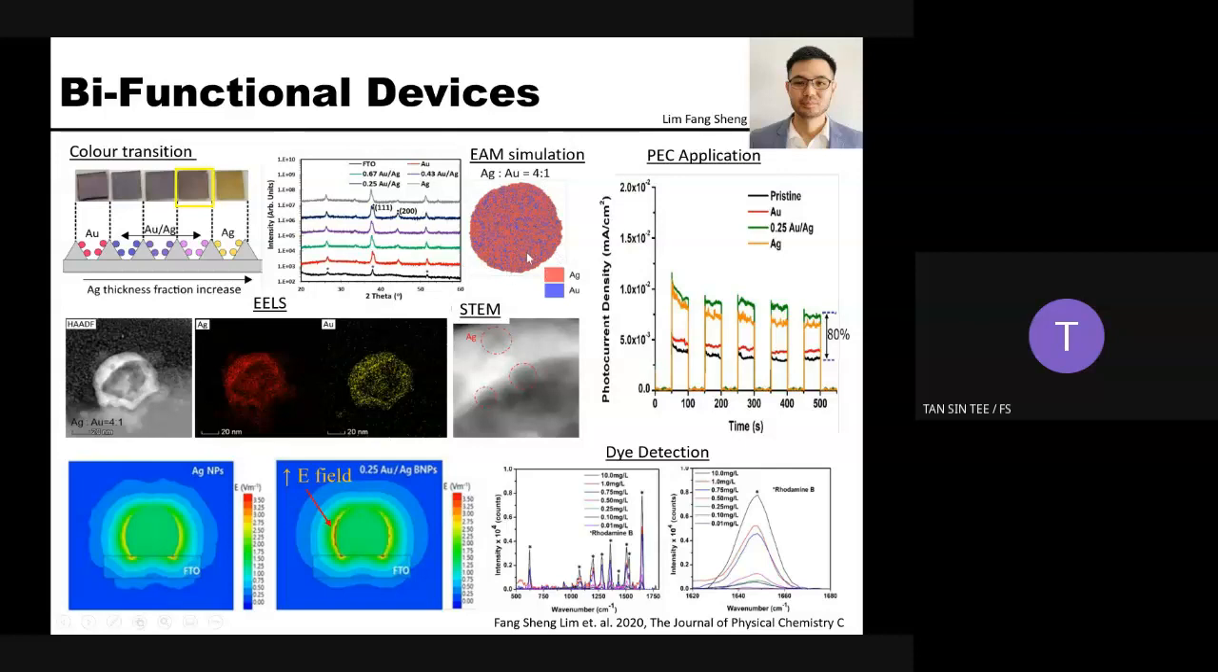We also did a simulation using the embedded atom method. This simulation was conducted using molecular dynamics, and we have found out that the Ag has a possibility to incorporate into the Au evenly. After that, we have also worked on the detection of Ag by visualization.